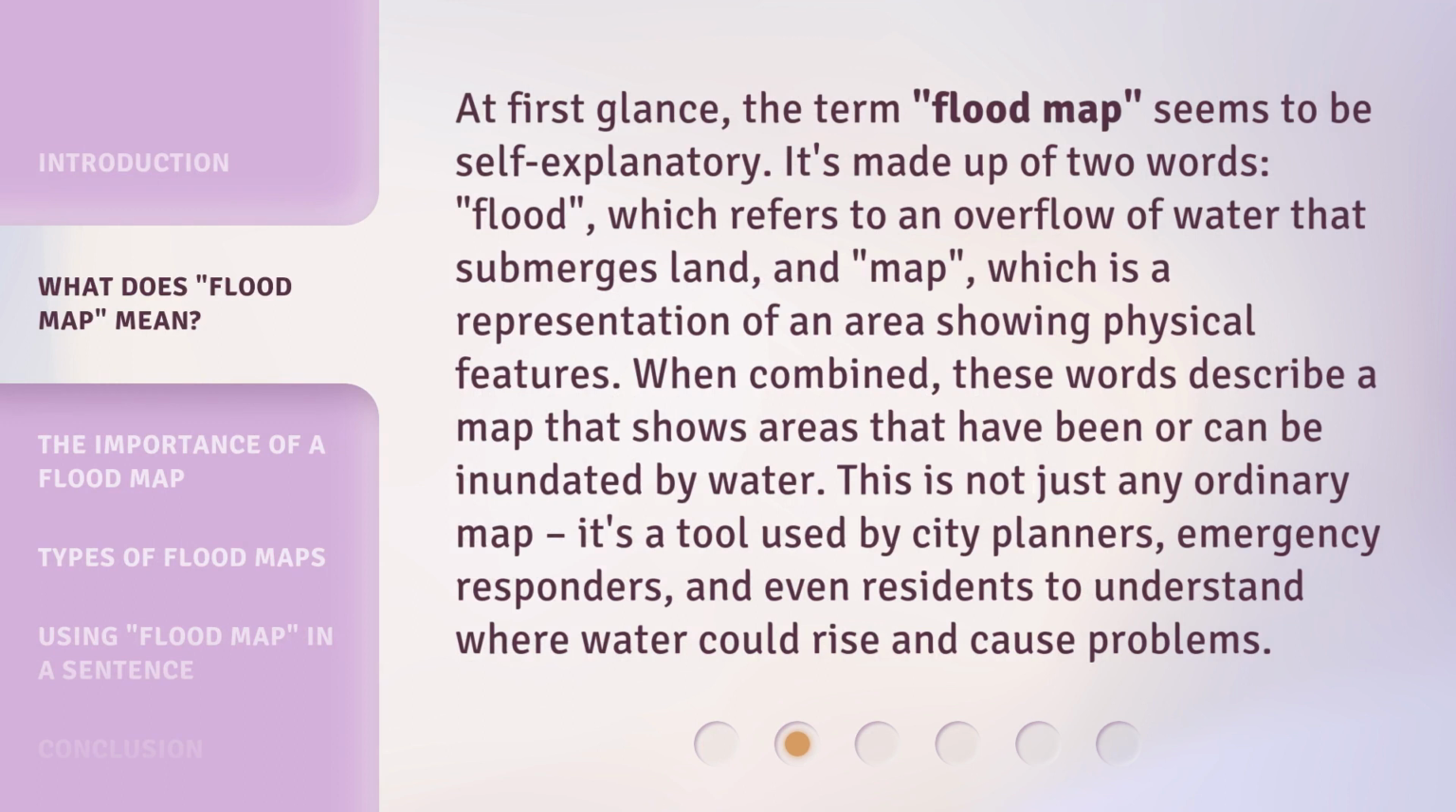At first glance, the term flood map seems to be self-explanatory. It's made up of two words: flood, which refers to an overflow of water that submerges land, and map, which is a representation of an area showing physical features. When combined, these words describe a map that shows areas that have been or can be inundated by water. This is not just any ordinary map. It's a tool used by city planners, emergency responders, and even residents to understand where water could rise and cause problems.